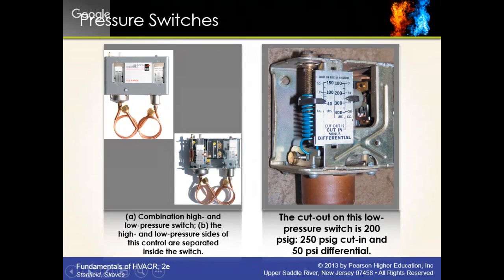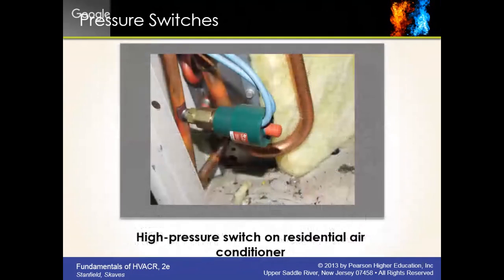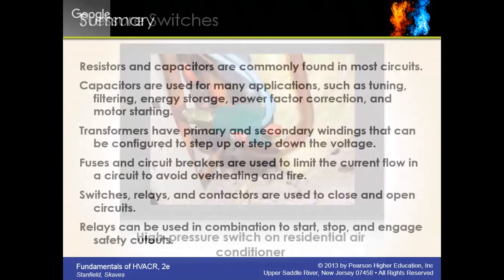Close on rise switches. Let me scroll down on my notes. Close on rise switches have an adjustment for the cut in and the differential. The cutout is set. Yeah, I don't think I need to read that. No, pretty sure there's nothing there. Here's your air conditioner. High pressure switch on your air conditioner. Air conditioning systems typically have a small fixed pressure switch connected directly to the system. All right. Your summary.